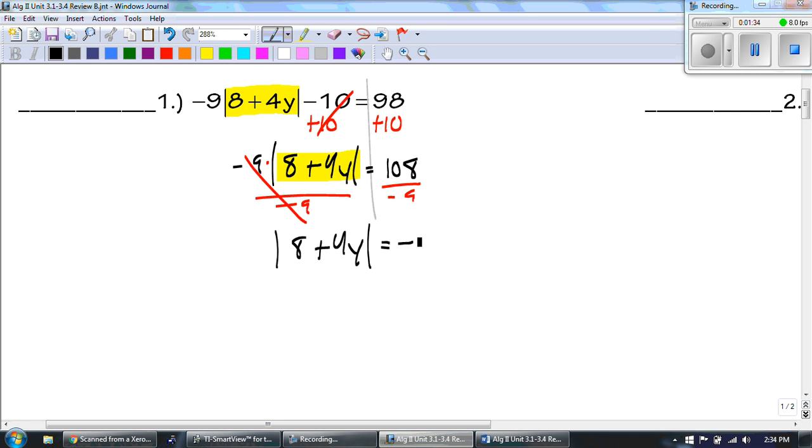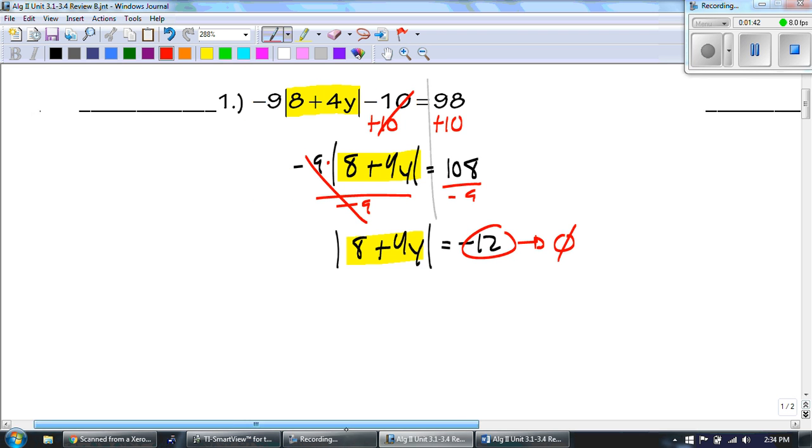Now, can an absolute value equal a negative number? No. Okay, so our final answer is no solution.